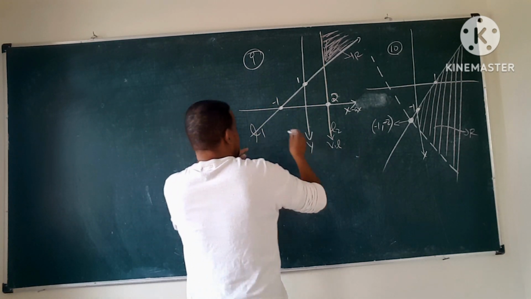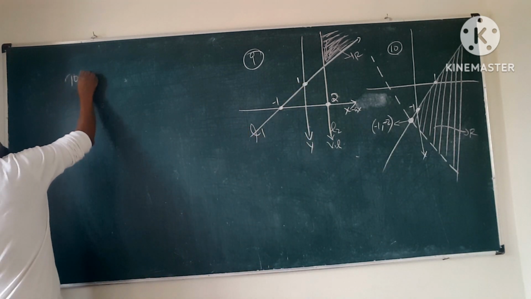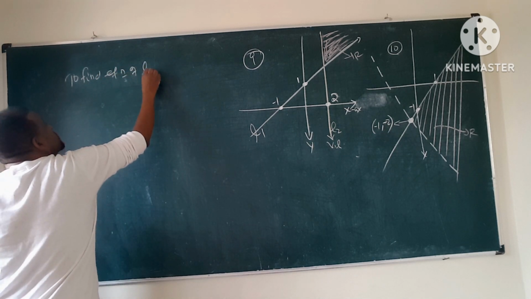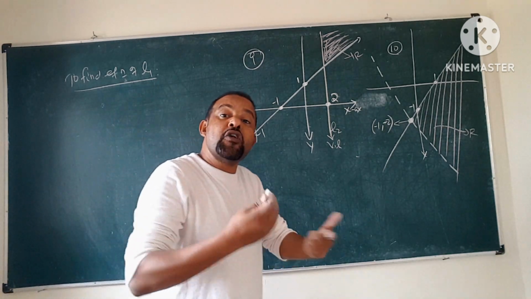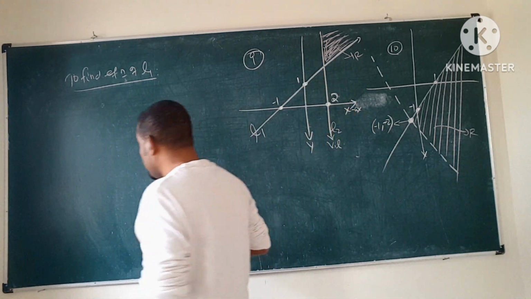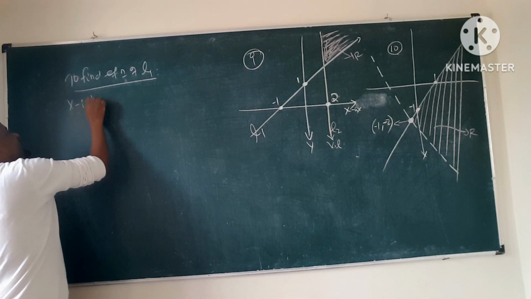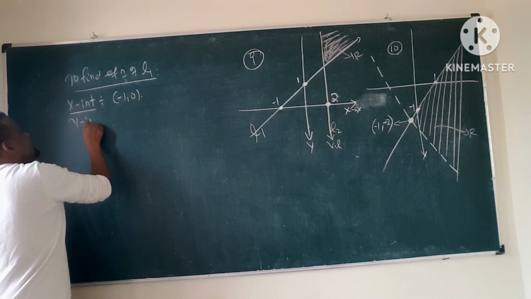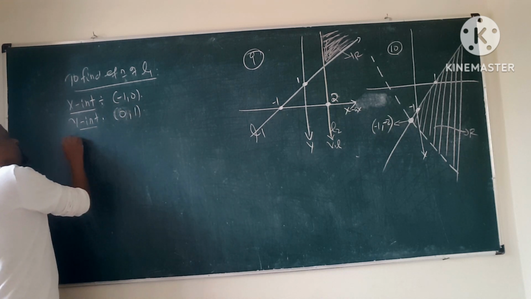To find L1, we need the equation of the boundary line of L1, the equation of a line. Don't forget this. To find the boundary equation of L1: the x-intercept is (-1, 0) and the y-intercept is (0, 1).